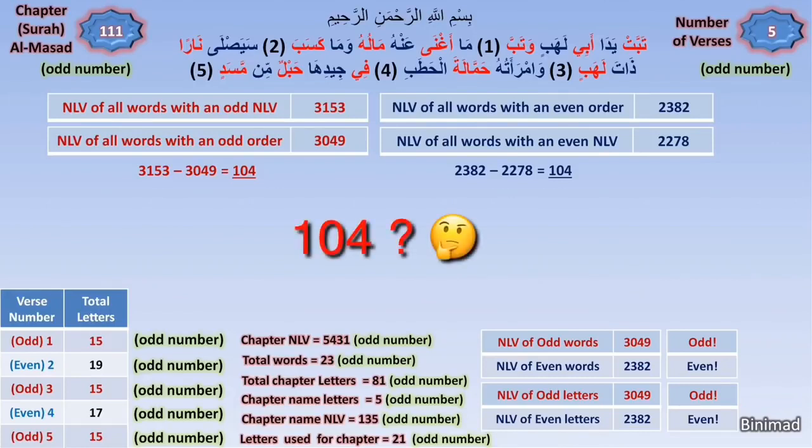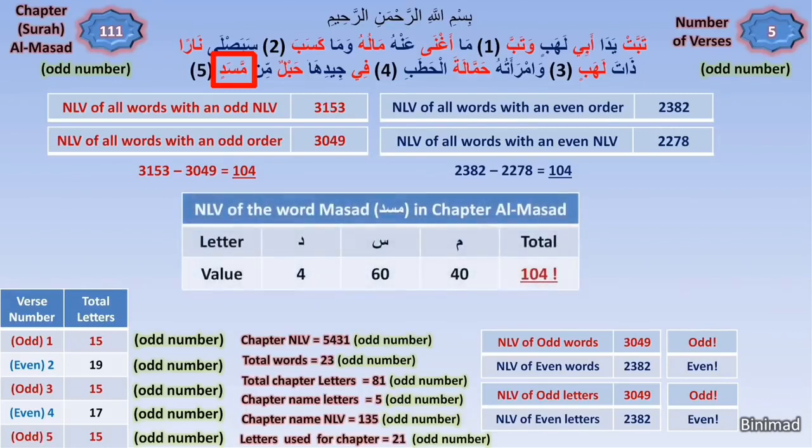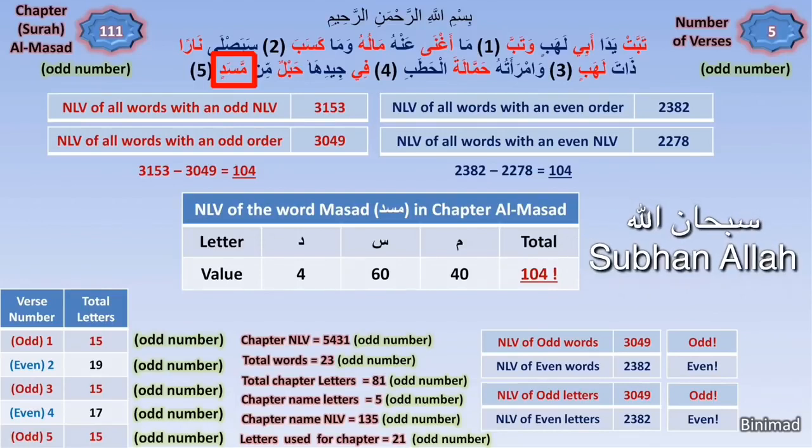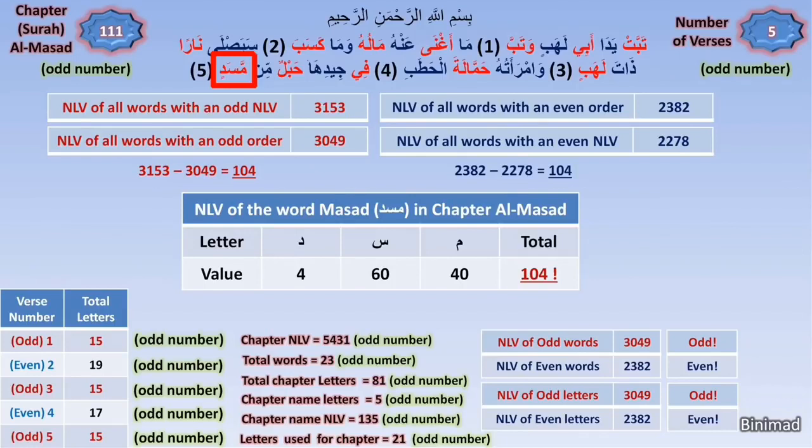What exactly is 104? The chapter name is Al-Masad, and therefore the key word in chapter Al-Masad is the word Masad, and it is the last word in this chapter. Shockingly, 104 is the numerical letter value of the word Masad. Subhanallah. The mathematical code is shockingly perfect and beyond human capacity.